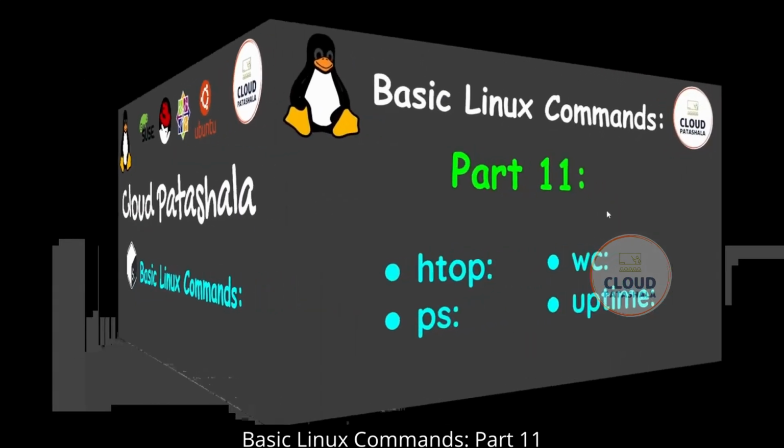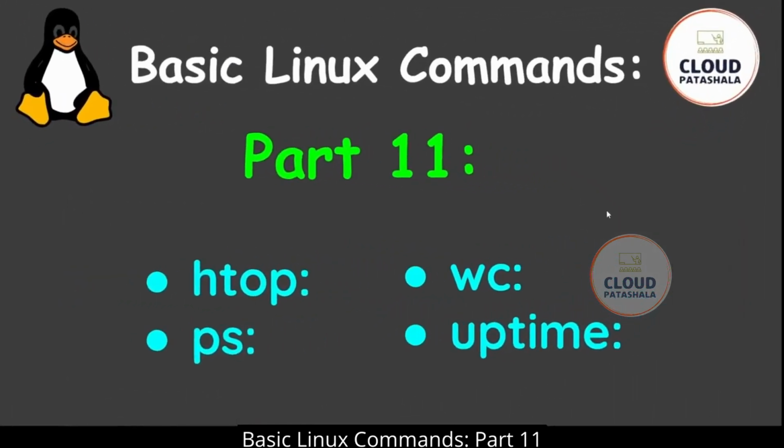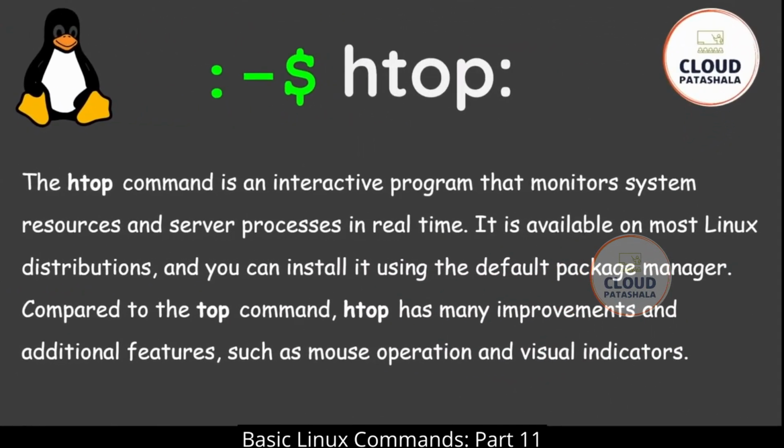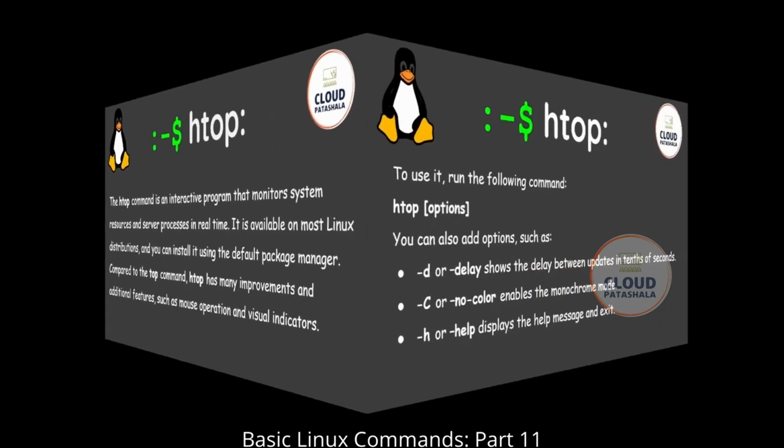We are in part 11 of the series, wherein we would be discussing various commands like htop, wc, ps, and uptime. The first command that we would be discussing is htop. The htop command is an interactive program that monitors system resources and server processes in real time. It is available in most Linux distributions and can be installed using different package managers. Compared to the top command, htop has many improvements and additional features such as mouse operations and visual indicators.